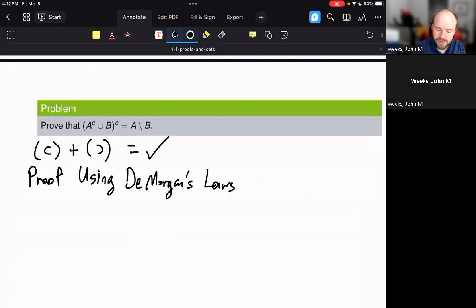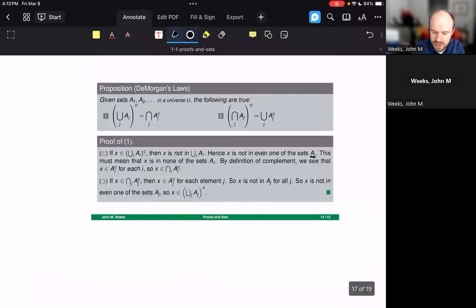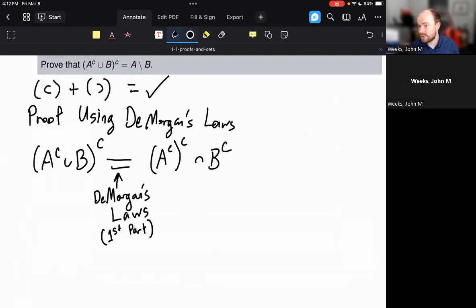So let's actually use that here on this left-hand side. We see that A complement union B, that set complement is, and here's where I'm going to use DeMorgan's laws. I might actually, in my work, give a little bit of reasoning as to why I'm putting this equal sign here. DeMorgan's laws, and this is the one that involves unions and complements. So I might even go one step further and say that this is the first part of DeMorgan's laws. I use this fact now because I have the complement of a union of two sets. I might write this down as the intersection of the complements. Notice that this is now the intersection of the complements of each of those two sets.